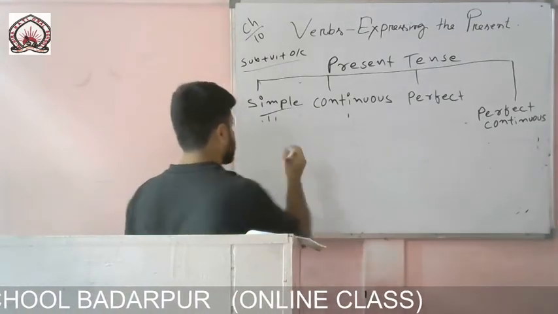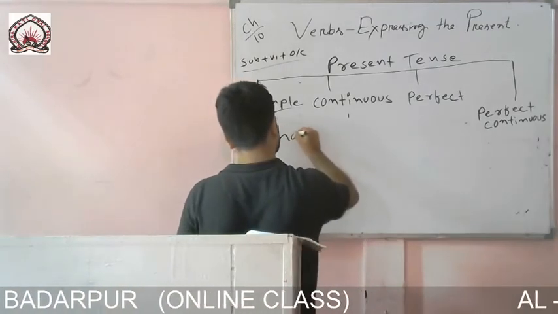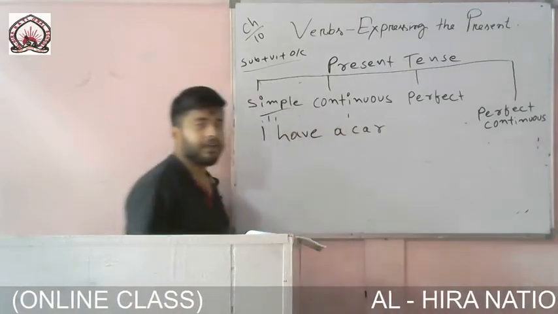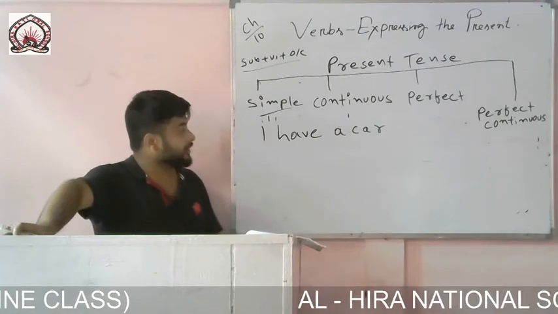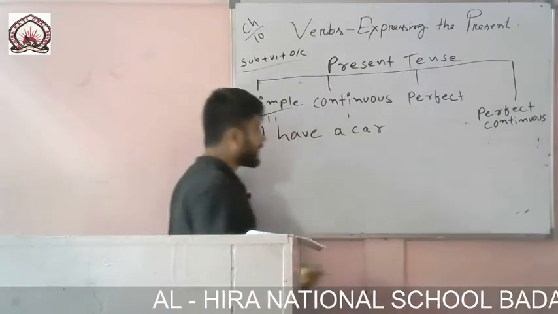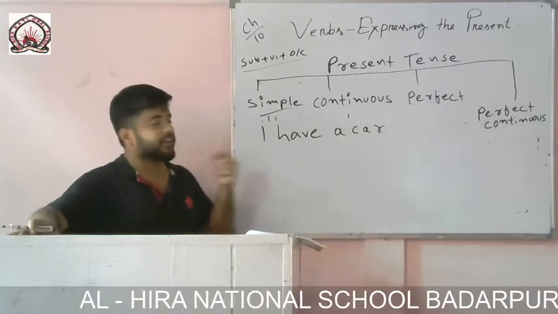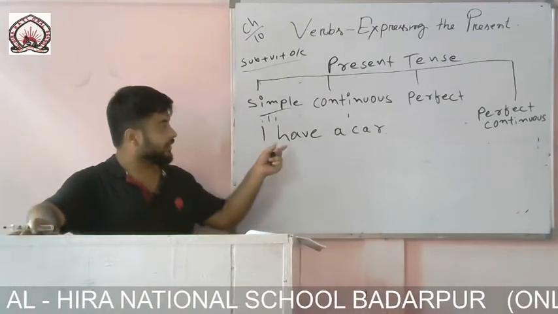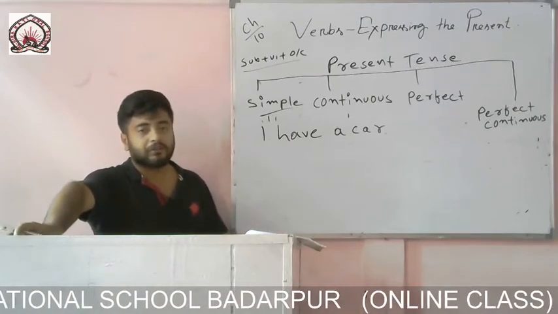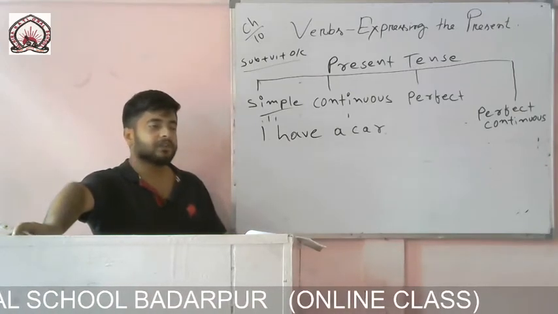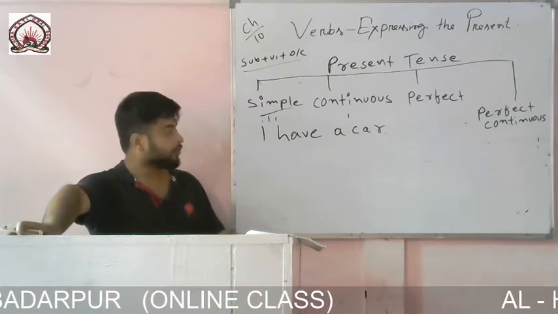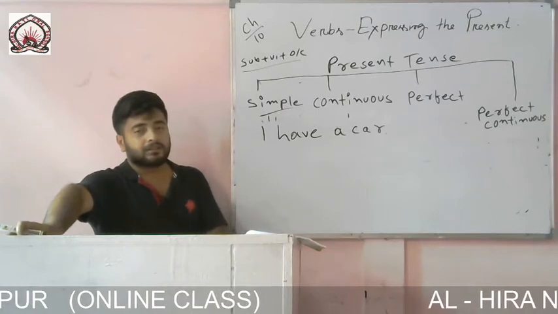I have a car. If the sentence does not contain any direct verb, that is, if it has the verb have, then how do we change affirmative sentences into negative, interrogative, and negative interrogative? So how do we change it?